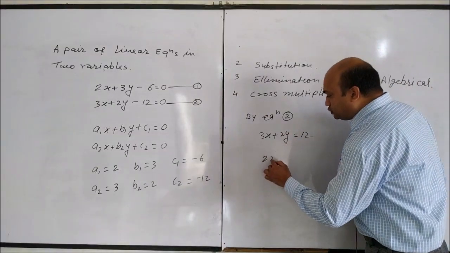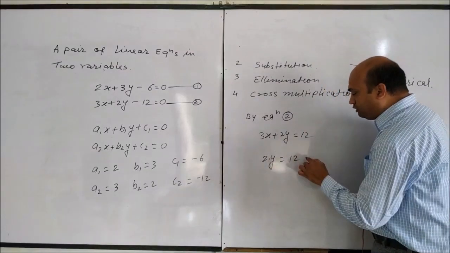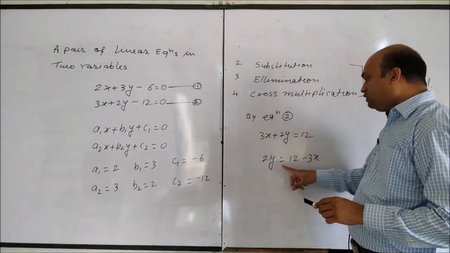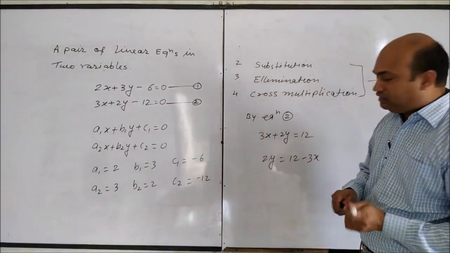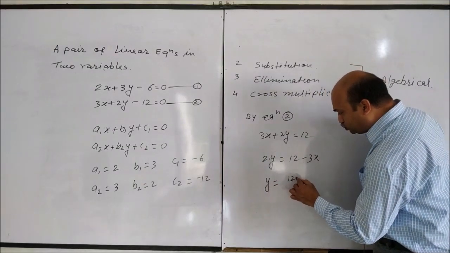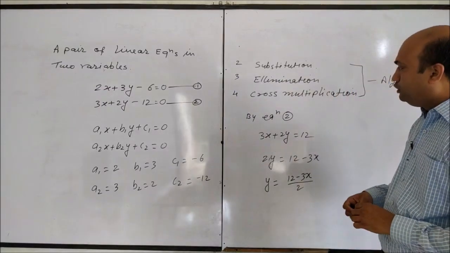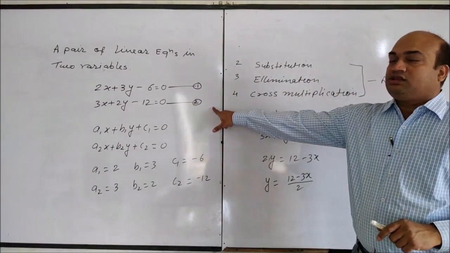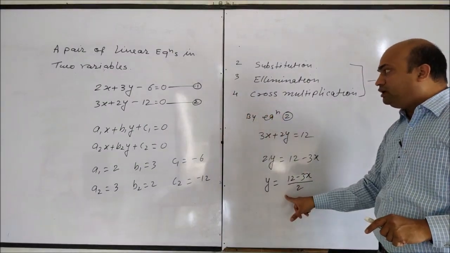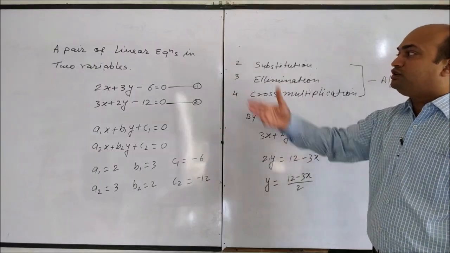We can write 2y is equal to 12 minus 3x. This 3x we shift here. 2y is equal to 12 minus 3x, and y we will get as 12 minus 3x by 2. We have chosen the second equation, and from that we calculated the value of y. This value we put in equation number 1.